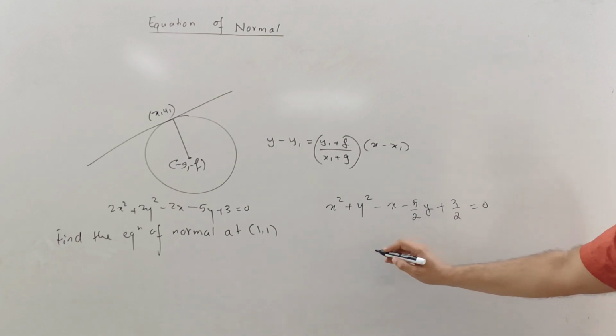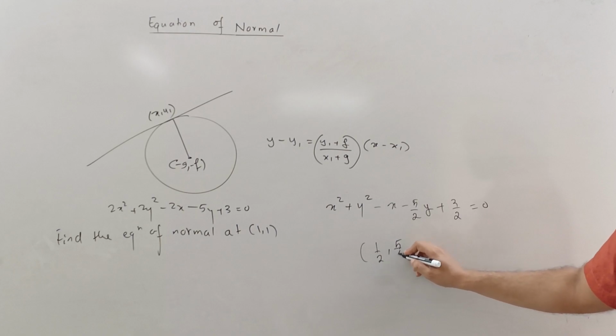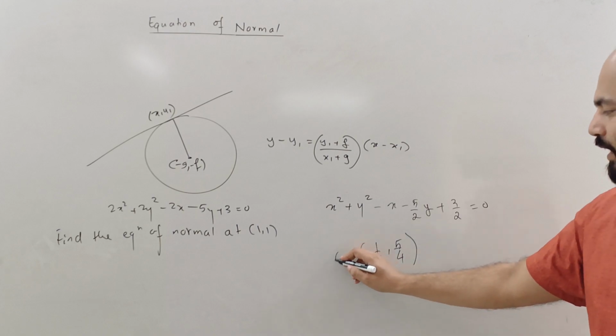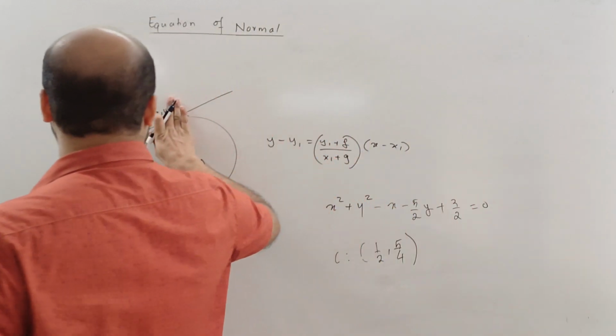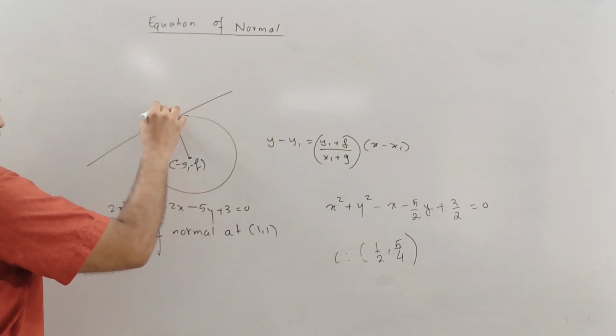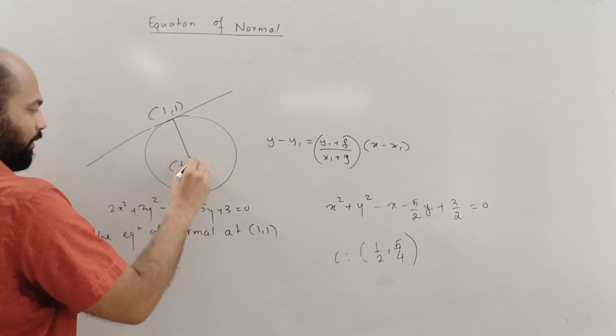So I can find out the center from here. The center comes out as half comma 5 by 4. This is the center of the circle. Once I know that, the equation of the normal can be found out, because I know that this particular point is given to us as 1, 1. And this point is also known to us, half comma 5 by 4.